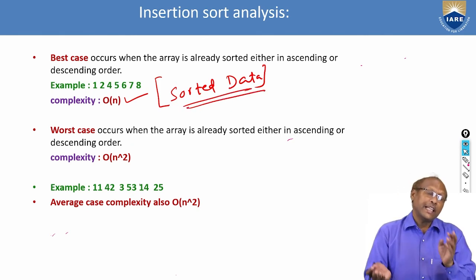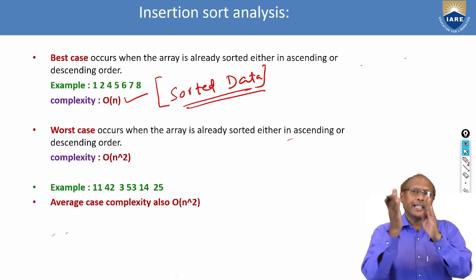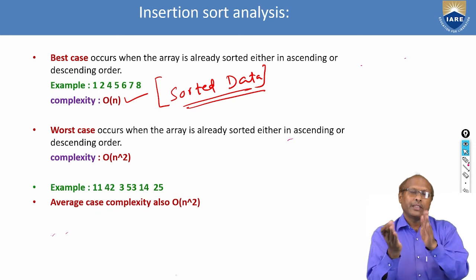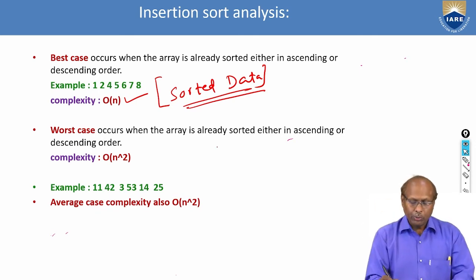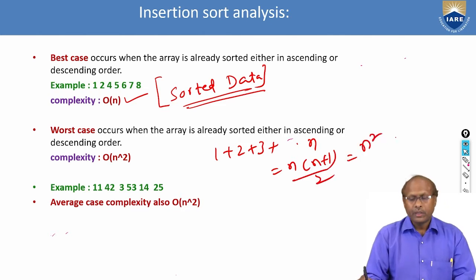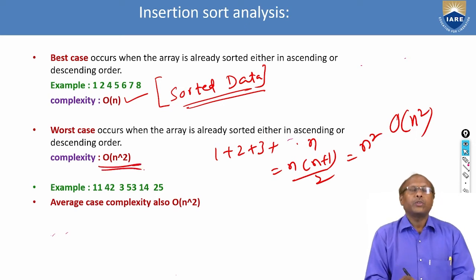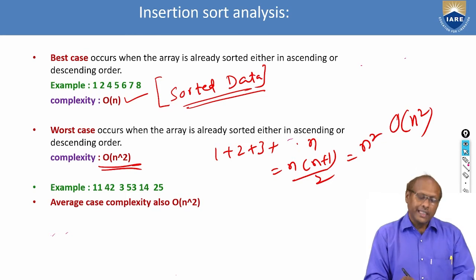case, if the data is in haphazard order, then every time it requires swapping. First data may be 1 time, second data may be 2 times, third data may be 3 times, fourth data may be 4 times, fifth data may be 5 times. So that means 1 plus 2 plus 3 up to n. That is nothing but n into n plus 1 by 2. That is nothing but n square time. So it is order of n square. So the time complexity for insertion sort in the worst case is order of n square.